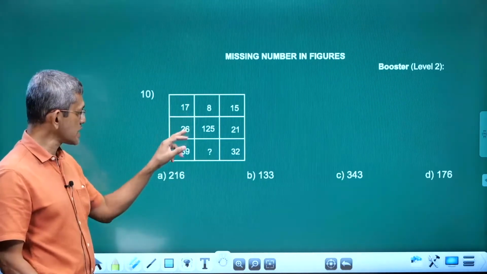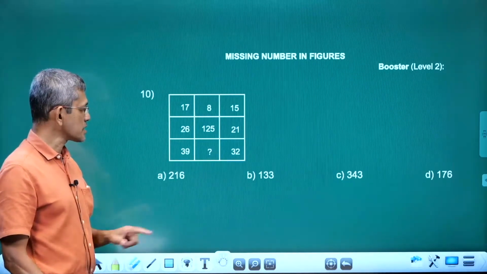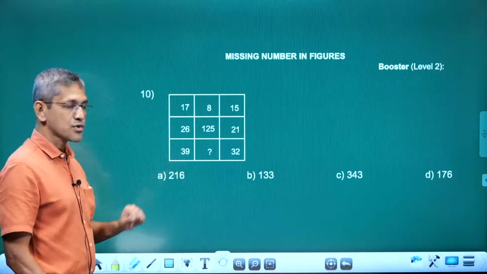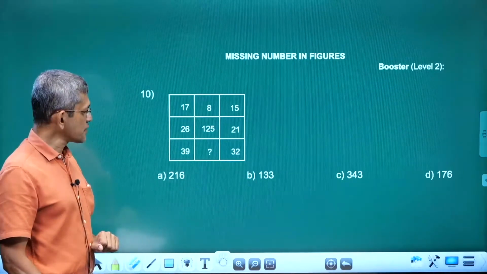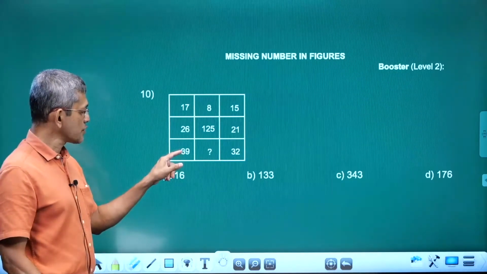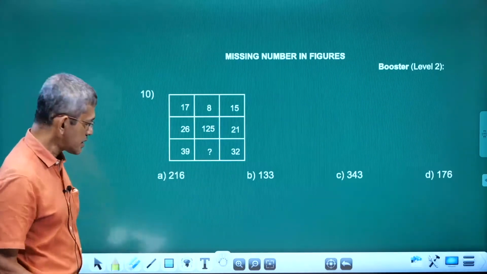So what, 17 and 26? 26 plus 10 is 36 plus 3 is 39. But 26 plus 17, that is not 39. So actually, 26 plus 17 minus 4. Okay, so let's take a look.